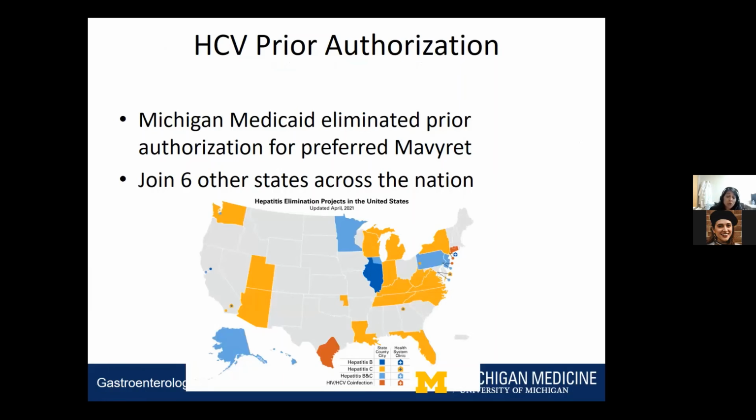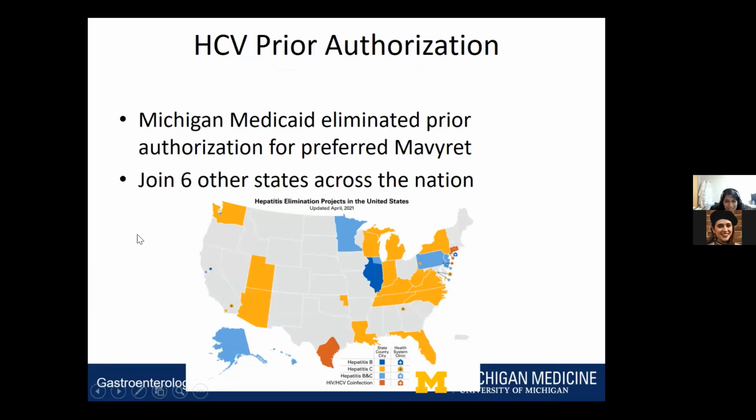And the great thing is that with Michigan Medicaid eliminating the prior authorization for the preferred MAVRIT, that means if you go with a non-MAVRIT as your first-time treatment, you would still need to fill out a form to get approval for, let's say, the other pangenotypic regimen we mentioned, which was Epclusa. And I believe that form does not include sobriety restrictions as well.